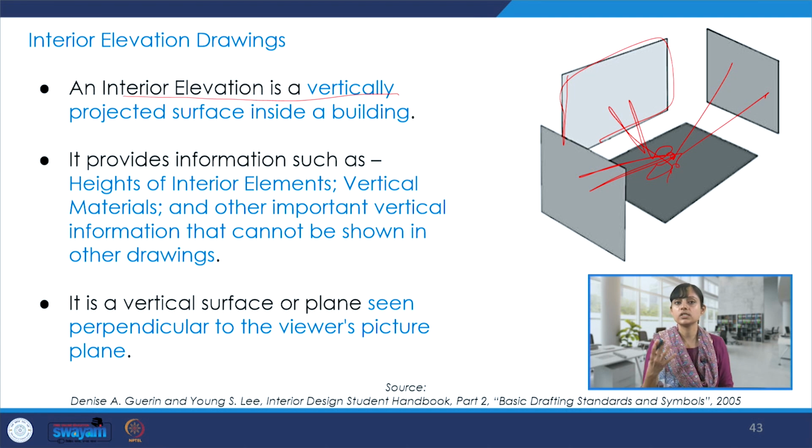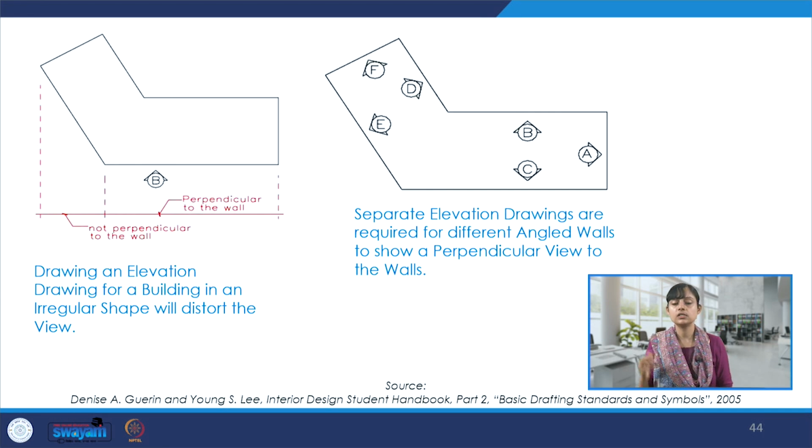It's a vertically projected surface inside a building, and it gives us very crucial information such as the height of the interior elements, what are the material palettes that we have incorporated on these vertical surfaces, and if there is any color palette which is very specific, any kind of designs or any kind of customization or highlighting we have done on these vertical surfaces. So it gives the overall idea of the space that is being conceptualized and designed.